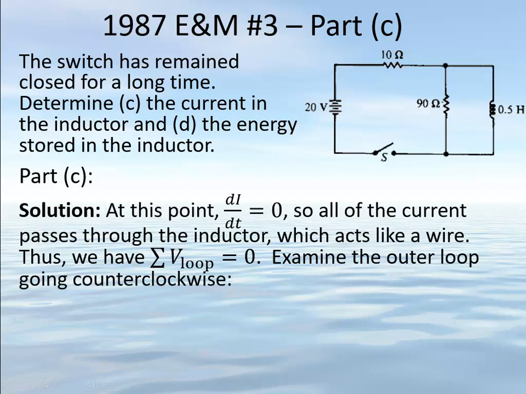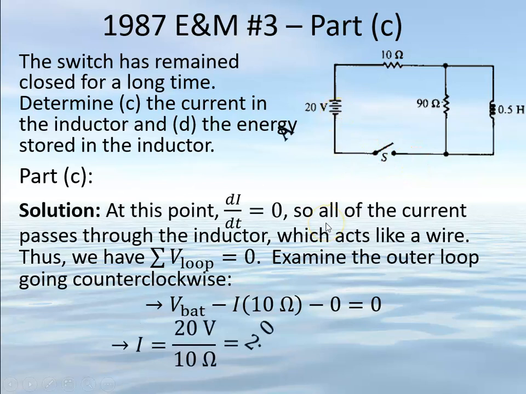So we have a very simple application of Ohm's law here, which we'll just, for the sake of generality, do with our loop rule. The potential of the battery minus current times R right here, minus 0 because it's minus L di/dt, but di/dt is 0 here, and that just ends up giving us 0. So at this point, the current going through the inductor is 2 amps.